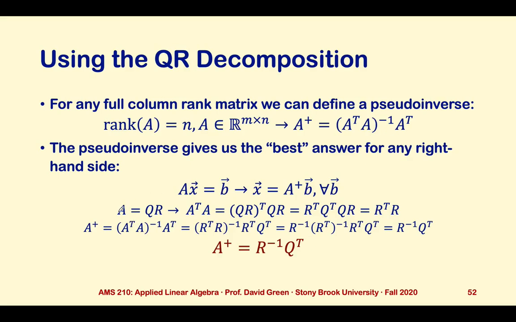Well, A equals QR means A transpose A is QR transpose QR. We propagate the transpose through. This gives us R transpose Q transpose Q times R. Again, the Q transpose times Q is the identity matrix, so it disappears, leaving us just with R transpose R. That means that a pseudo-inverse, A transpose A all inverse times A transpose, is R transpose R all inverse, multiplied by R transpose Q transpose.